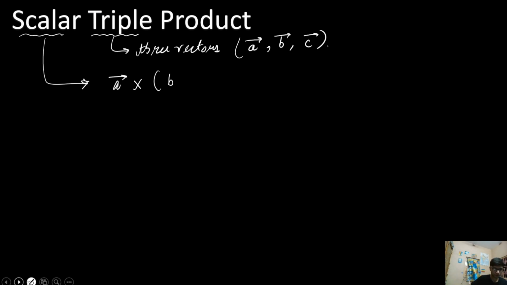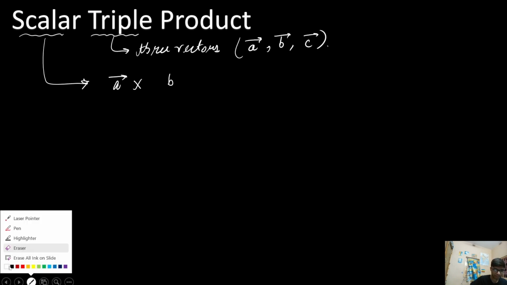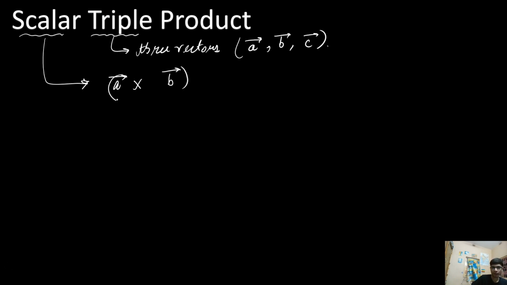Okay, so if 3 vectors are given, for example we have the 3 vectors as A vector, B vector and C vector, then I can define the scalar triple product as such a quantity. That is, A cross B, this particular vector, taking dot product with C vector. Okay, so this particular result is known as the scalar triple product.